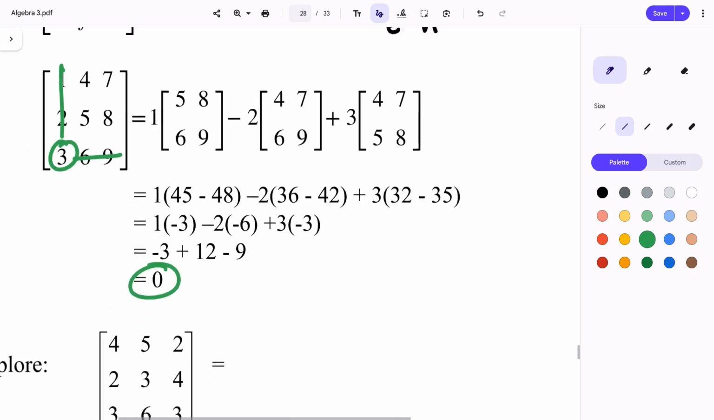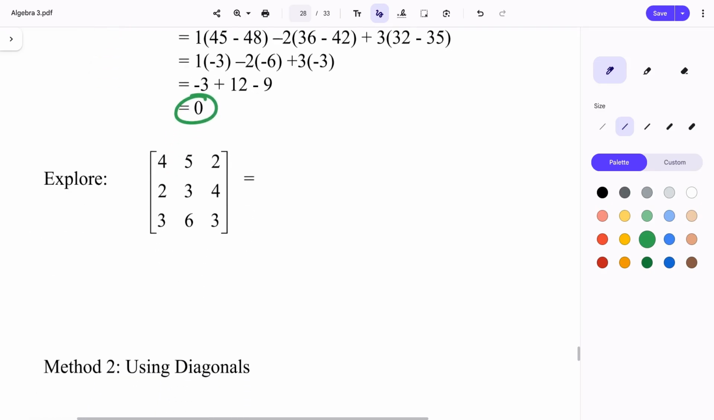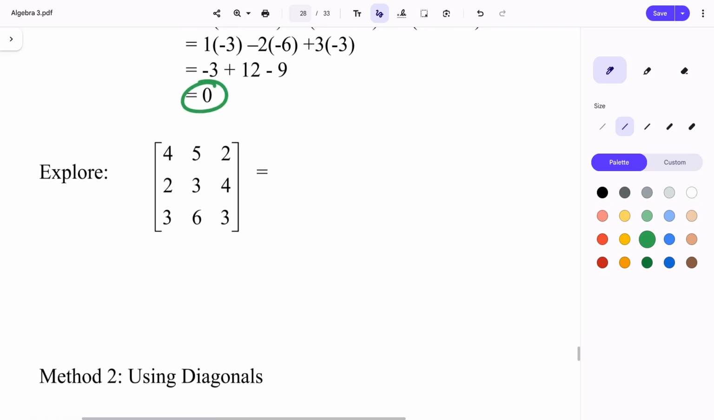Okay, so underneath that, there's another one here. Go ahead and see what you can do with that one.